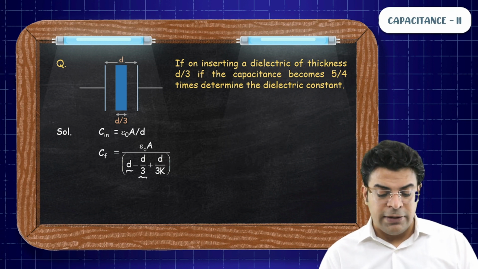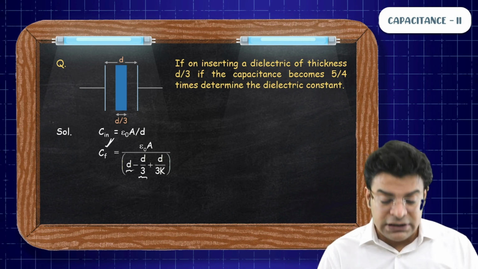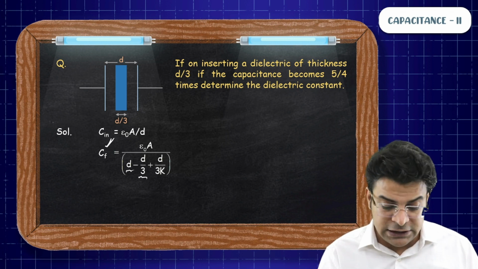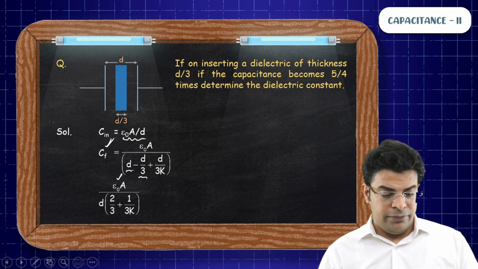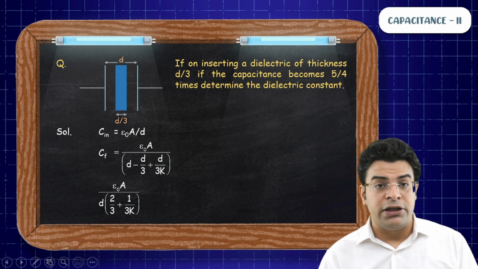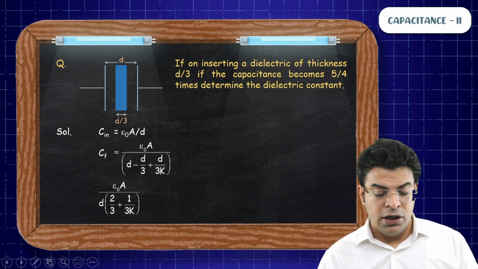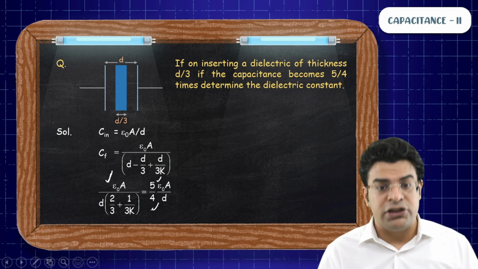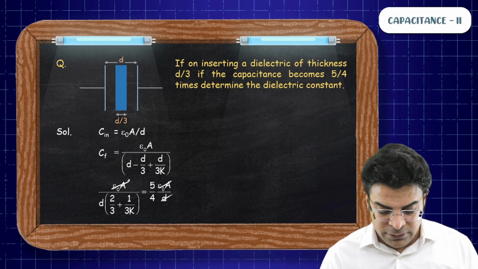Now D minus D by 3 gives you 2D by 3. And we know that this new capacitance is 5 by 4 times the original, where original capacitance is epsilon naught A by D. So you can write epsilon naught A upon D times, taking D common, 1 minus 1 by 3, that gives you 2 by 3, plus 1 by 3K. Now this new capacitance is 5 by 4 times the original capacitance, which is epsilon naught A by D. So epsilon naught A by D cancels out.